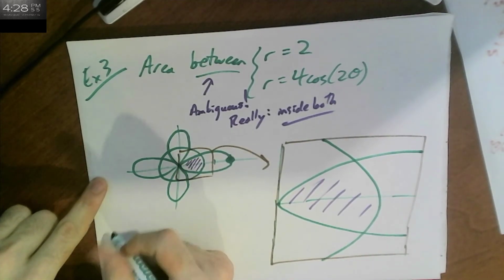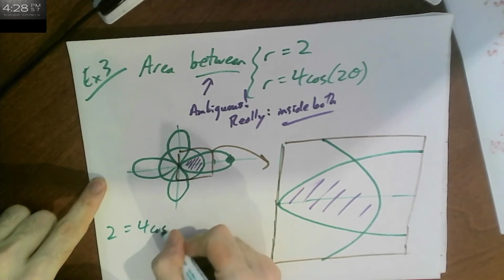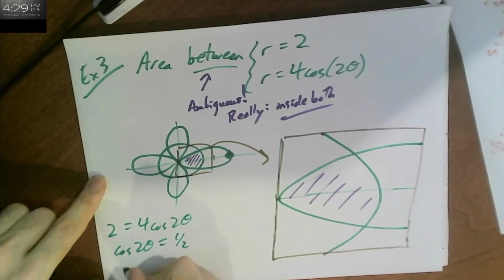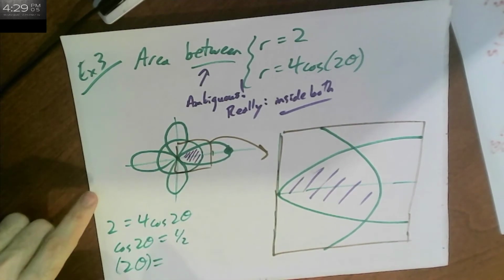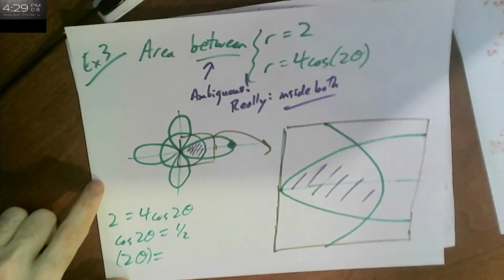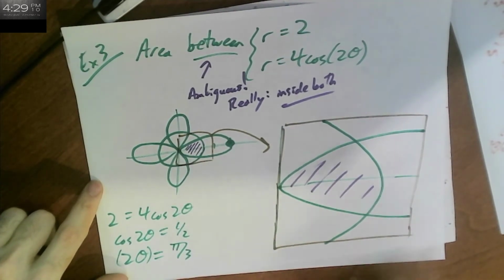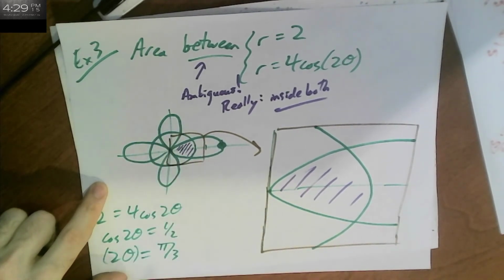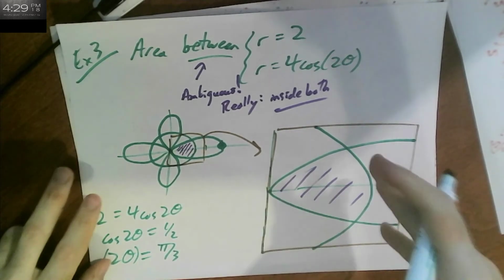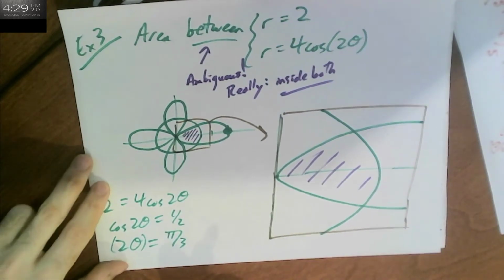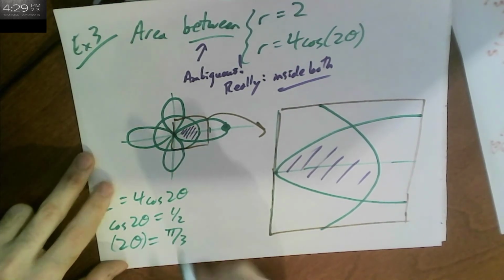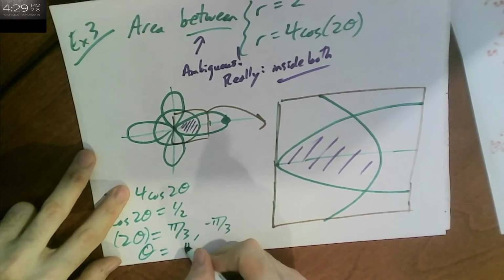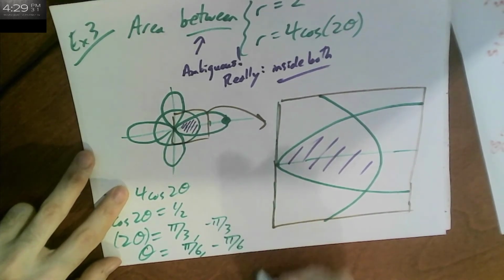We have 2 equals 4 cosine of 2 theta. So cosine of 2 theta is 1/2. So 2 theta together, cosine is 1/2 at pi over 3. Also at negative pi over 3 in this case, right? Those are the ones I care about. Also at lots of other points all the way around. But what I care about right now, I can look at my sketch to identify where I care. And I care at pi over 3 and maybe at negative pi over 3. Which means theta is going to be pi over 6 and negative pi over 6.